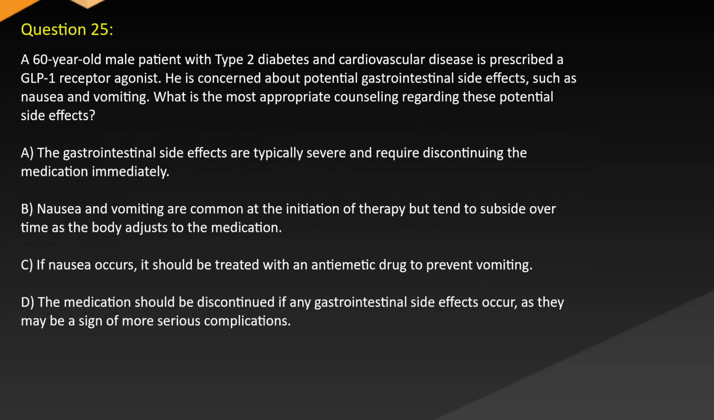Question 25. A 60-year-old male patient with type 2 diabetes and cardiovascular disease is prescribed a GLP-1 receptor agonist. He is concerned about potential gastrointestinal side effects, such as nausea and vomiting. What is the most appropriate counseling regarding these potential side effects?